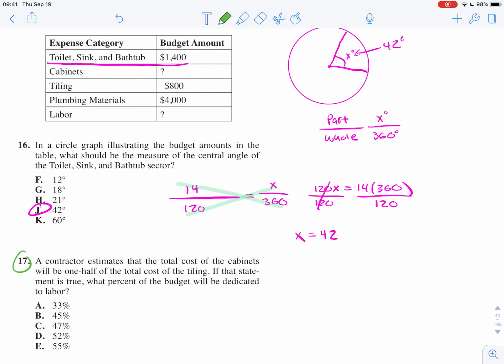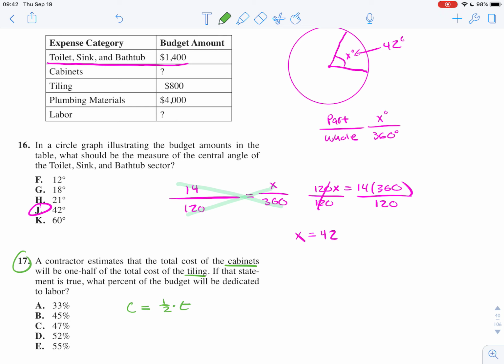Okay, so next one in this series, number 17, tells us that a contractor estimates that the total cost of the cabinets will be one half of the total cost of the tiling. So the total cost of the cabinets, I'm just going to call that C. So the cost of the cabinets is going to be equal to one half of the total cost of the tiling. So that's going to be one half times T, which is going to be the tiling. So cabinets is one half of tiling.